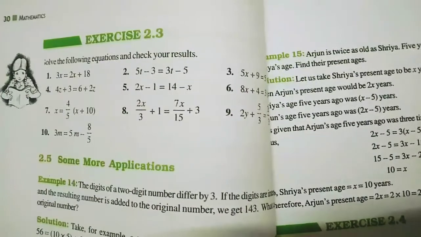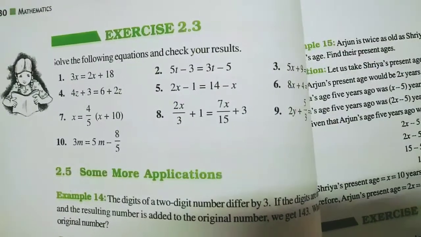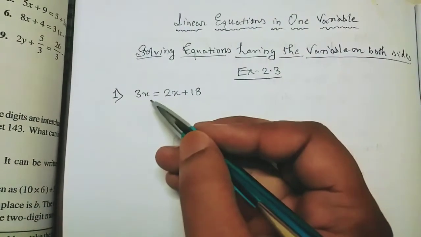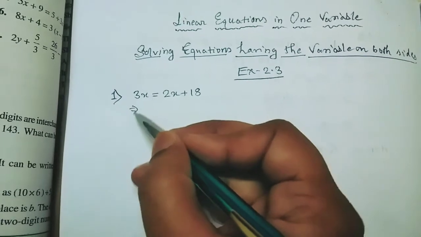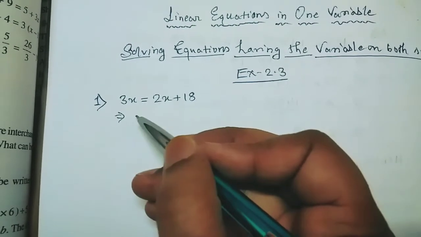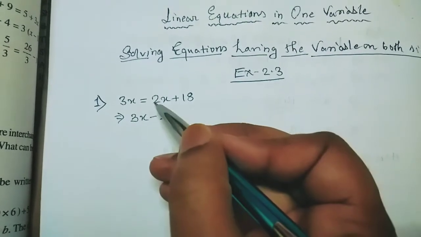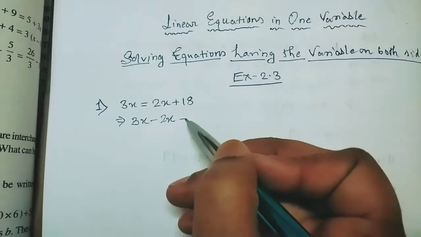Now I am going to start the exercise directly. Exercise 2.3, the first question is 3x equal to 2x plus 18. How to solve this? First of all, 3x is there and 2x. I will bring this 2x to the LHS side, so 3x minus 2x. Why minus? Because it has a plus sign, and when it transfers to this side it will become minus. So equal to 18.